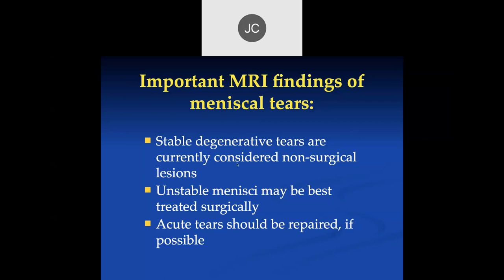These are considered non-surgical lesions unless they're unstable and the patient's symptomatic. If you do have an unstable meniscus, especially one that has nice sharp black margins, the data shows, especially if they're athletes, it's best to repair them and not to do partial meniscectomies, as we say here.